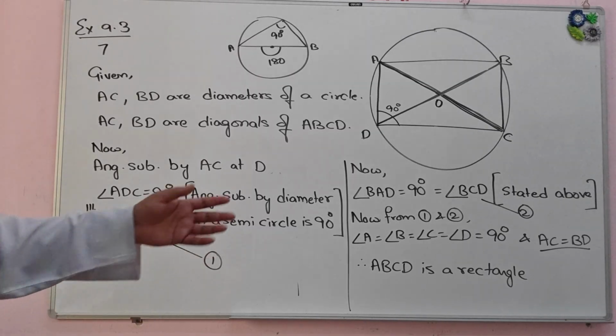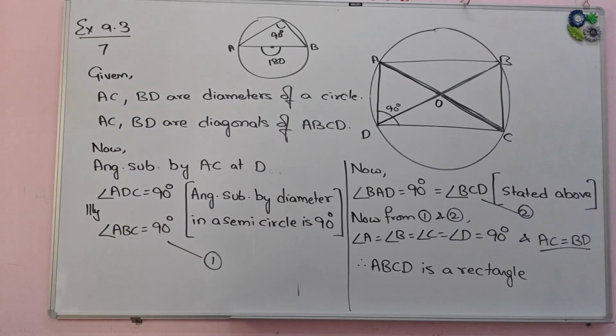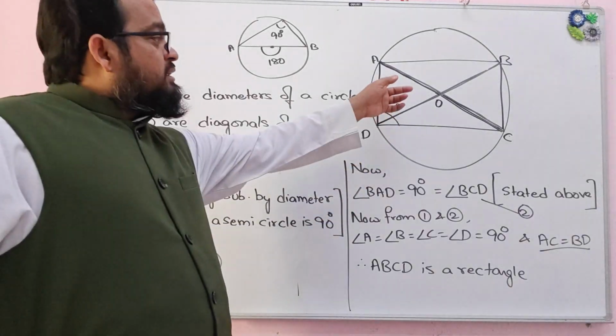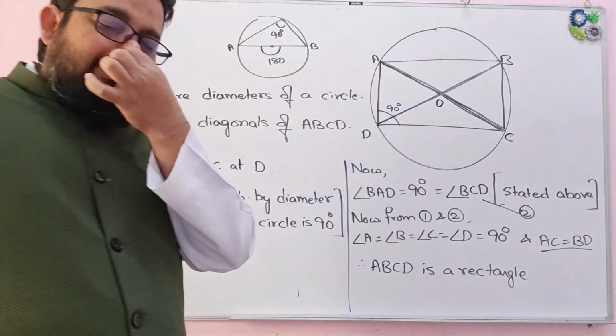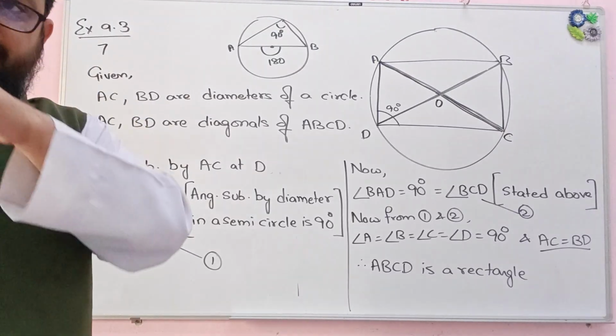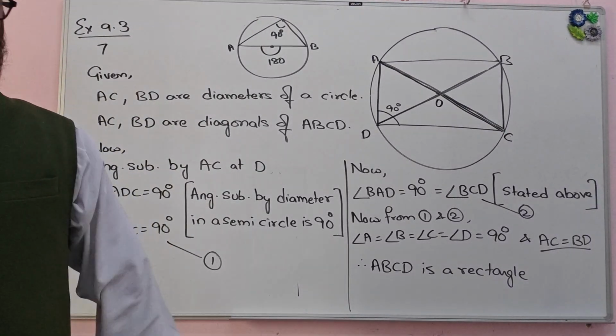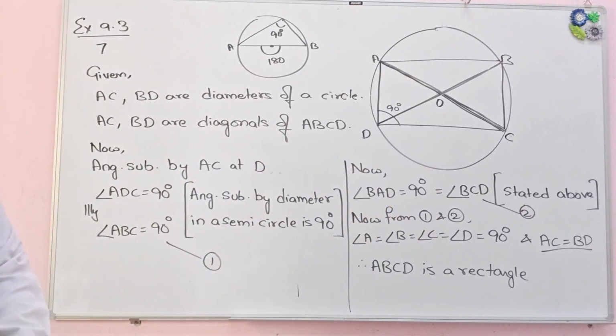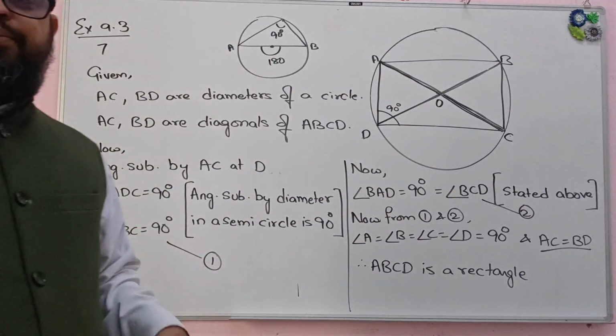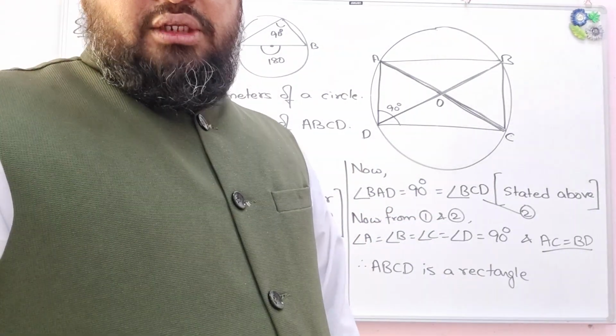You can also say, yes sir, it can even be a square, because the diagonals in a square are also equal, and the angles between the adjacent sides are 90 degrees. So it can be a square also, but a square can also be called a rectangle. Understood, my dear students? So please practice, try to understand the concept.